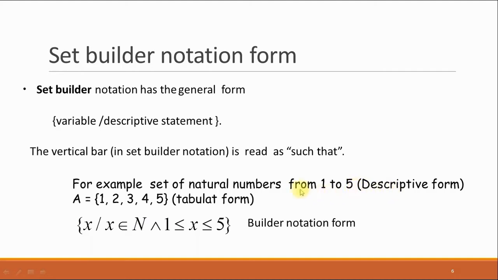Now the tabular form of the set of natural numbers from 1 to 5 can be written as above. Now the set builder notation form: put variable x for all these elements, set of all x denoting each element of this set, such that x belongs to natural numbers, and x is greater than or equal to 1 and x is less than or equal to 5. This is builder notation form.